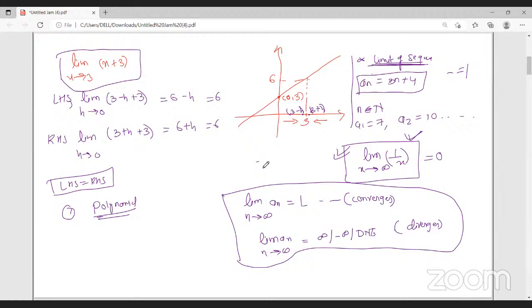So for example here, I can say a_n equals 1 by n, right? As n tends to infinity, my a_n will reach 0, right? So a1 equals 1 by 1, a2 equals 1 by 2, a3 equals 1 by 3, a100 equals 1 by 100, right? So it is reaching towards 0, but at the particular value 0 it will not exist.